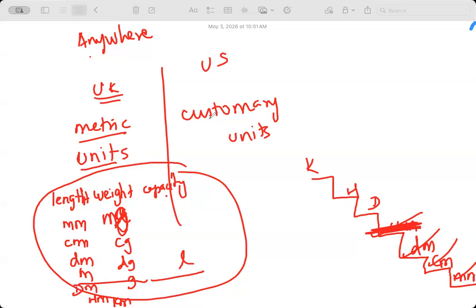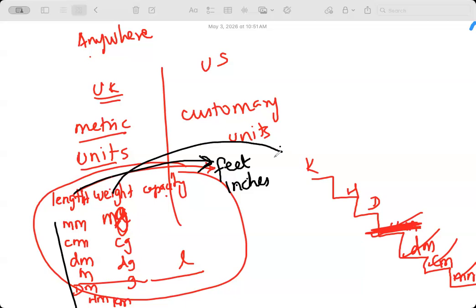Okay, when you come to customary units, the length will be in terms of what? Say one customary unit for length. What do we use in the US for length? We use feet. What else? Centimeters? No, centimeter belongs here, it's a part of King Henry. Oh, inches. Good job, guys.